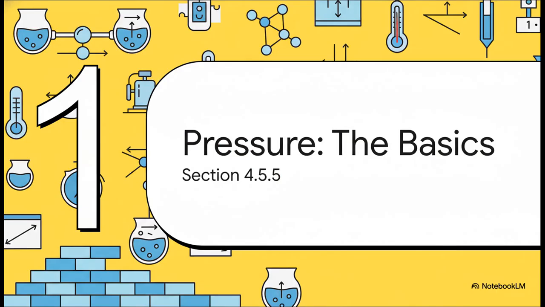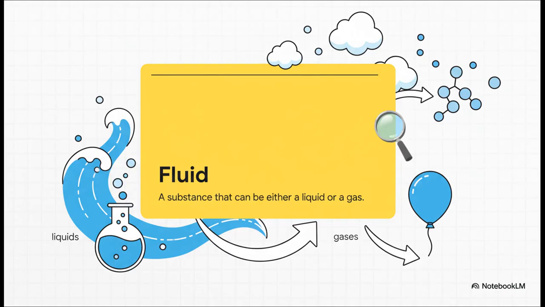Okay, so to get to the bottom of our knife question, we have to start with the absolute basics of what pressure actually is. Let's build this whole thing up from the ground floor. First things first, we need to get a key term straight in our heads: fluid. Now, in everyday life, we think of fluids as just liquids. But in physics, a fluid is anything that can flow. And that means it includes both liquids and gases. This is a really crucial point for everything that follows.